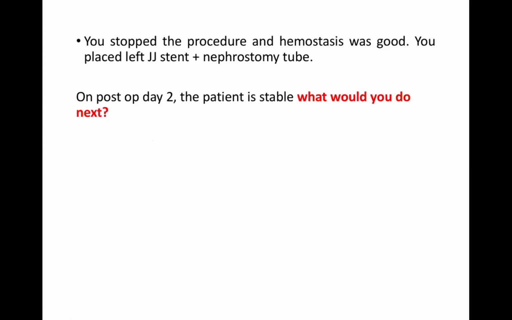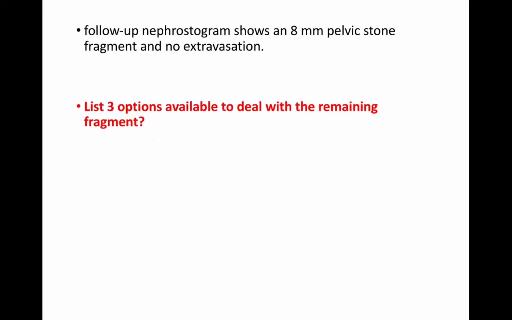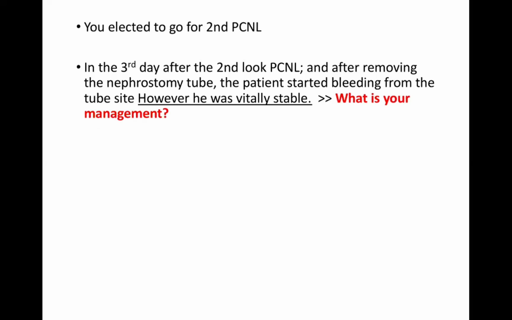On post-op day 2, the patient is stable. What would you do next? Follow-up nephrostogram shows an 8 mm pelvic stone. You stopped the procedure with no extravasation, and hemostasis was good. List 3 options available to deal with the remaining stone and the left nephrostomy tube. You elected to go for a second PCNL.